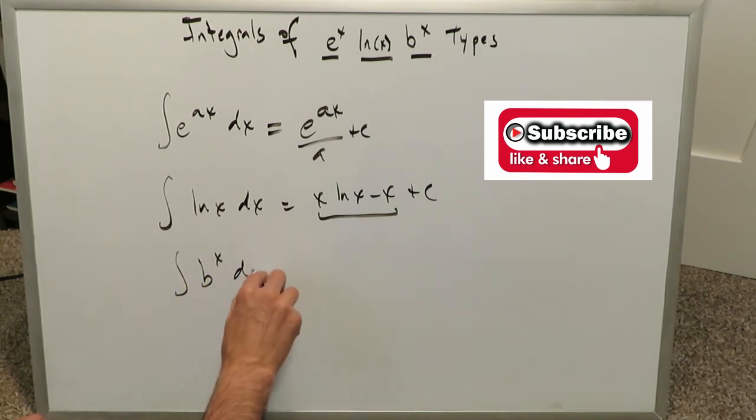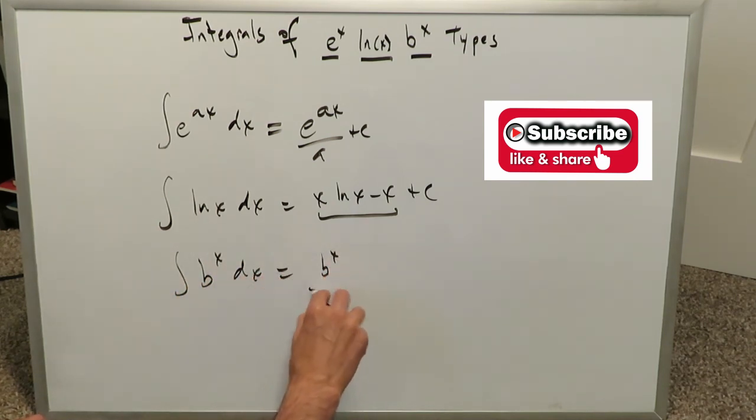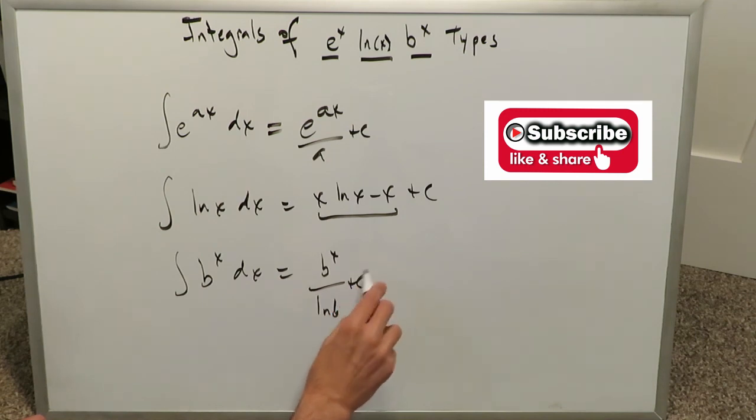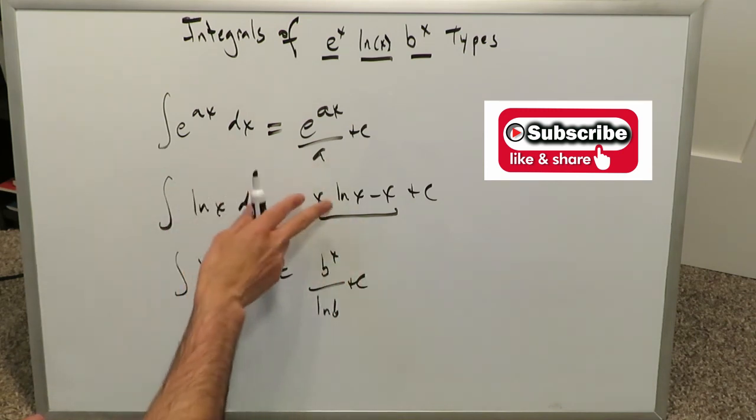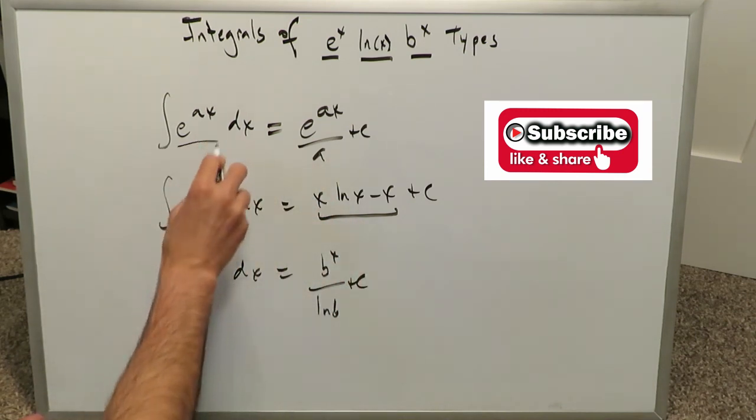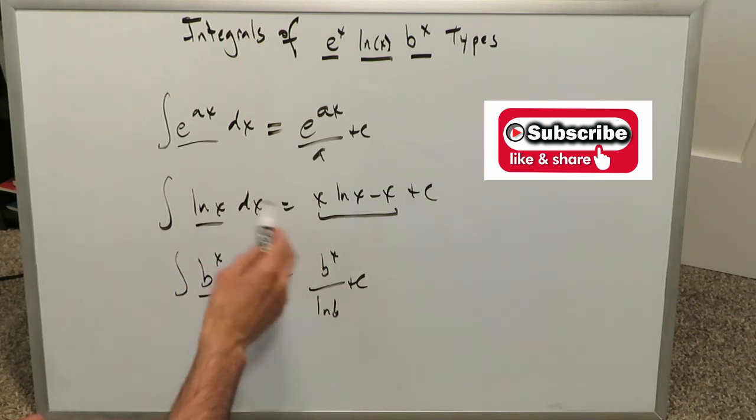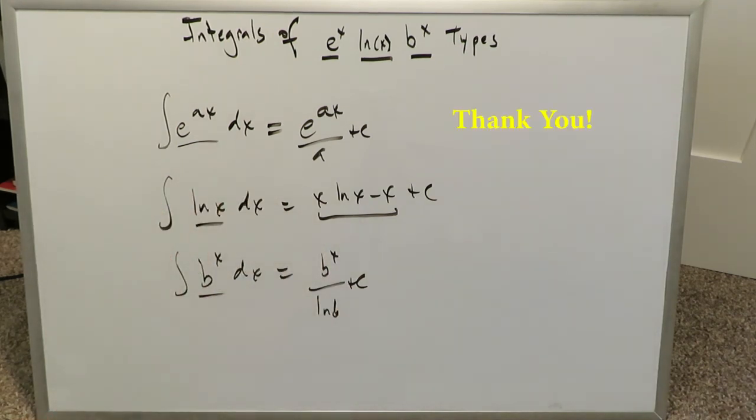Likewise, b to the x dx is easy. It's b to the x over ln b plus c. In all these instances, you can easily do the derivatives back and end up right over here for each of these antiderivatives, and it's a good exercise to do that.